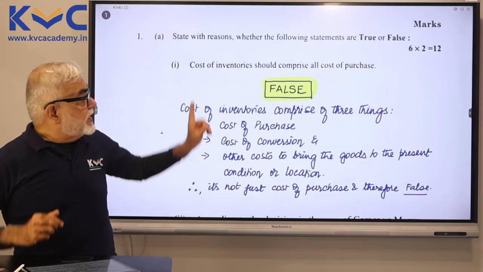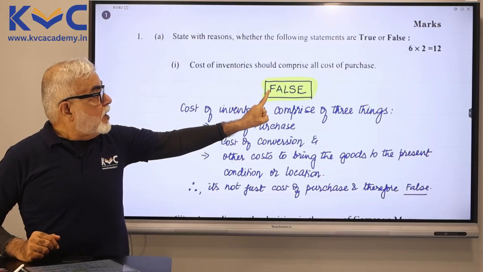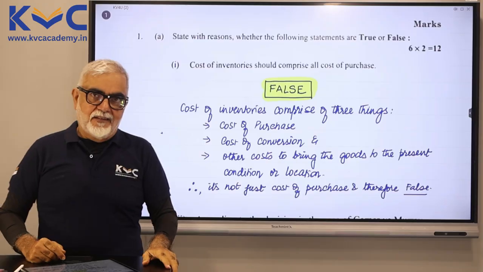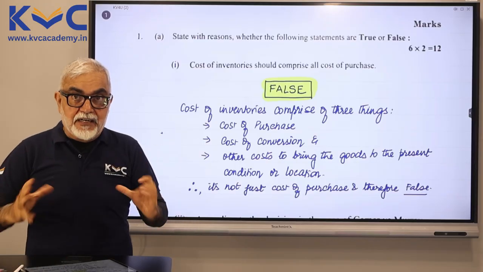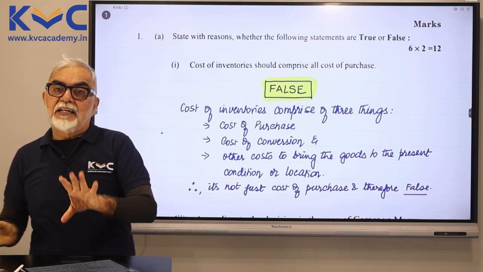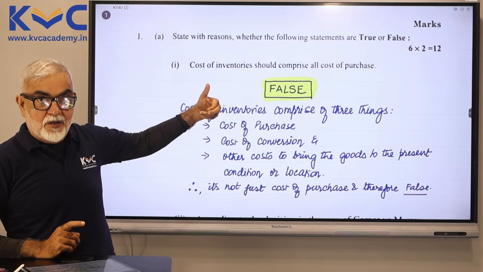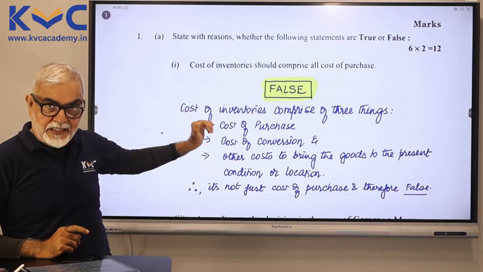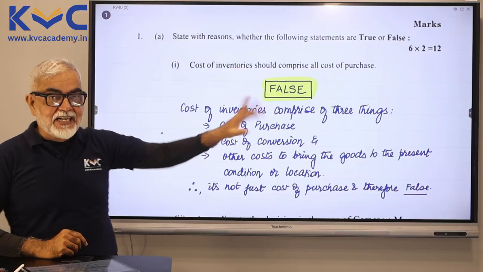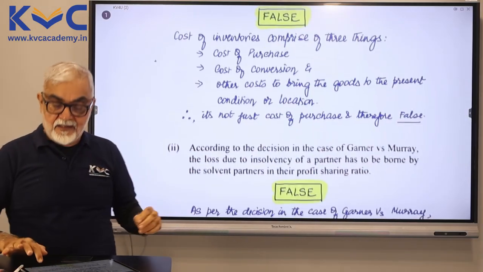The cost of inventories should comprise of all cost of purchase. A very tricky question. When you say cost of inventories, it is not just cost of purchase, it is also incidental expenses along with the purchase. Therefore, this statement is false because cost of inventories includes the cost of purchase, the cost of conversion, and the cost of bringing the goods to the present location and condition. Therefore, false.